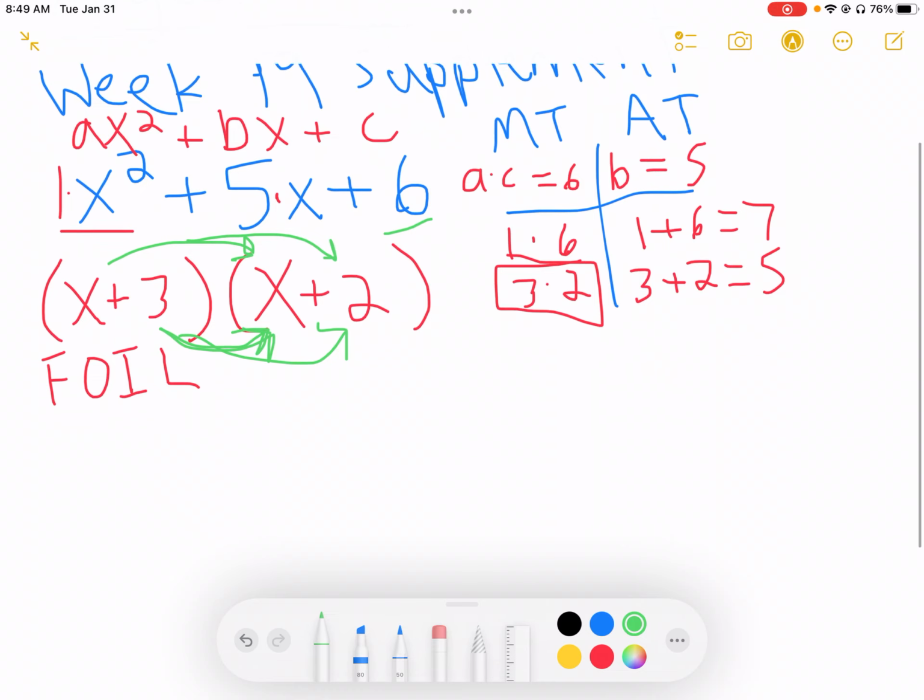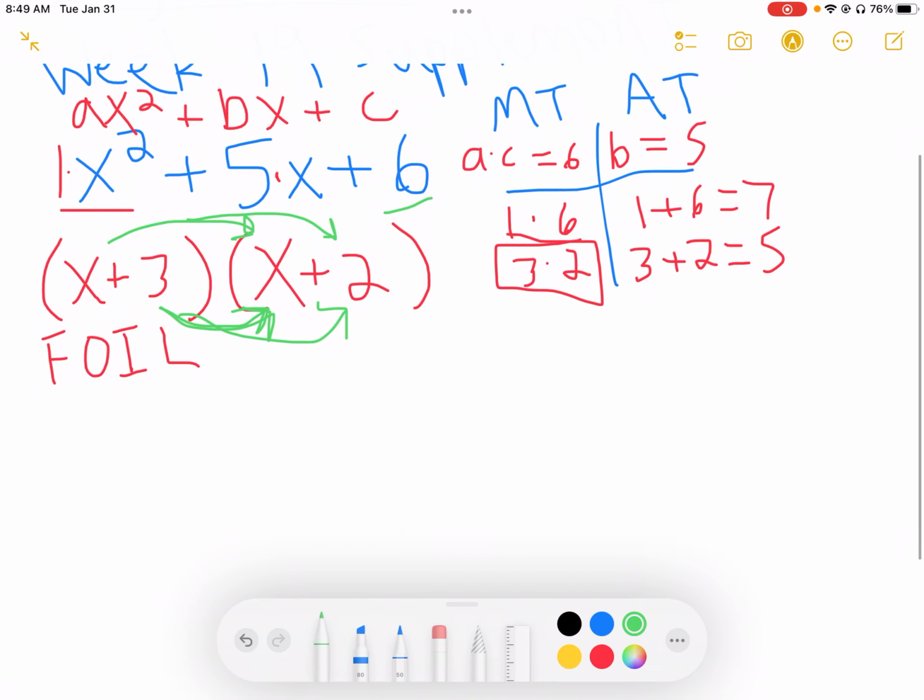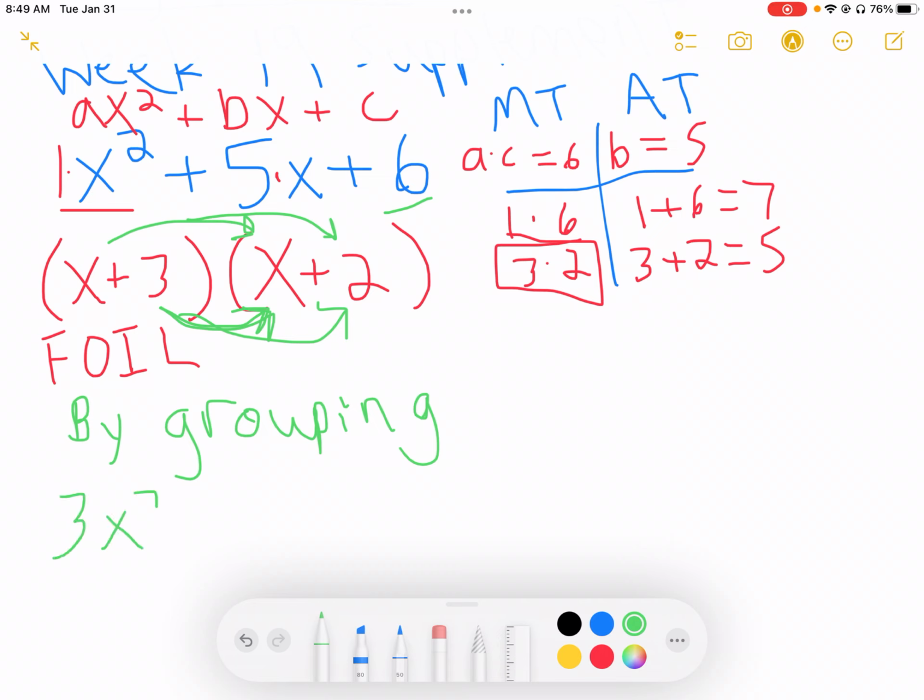But now let's talk about this one. We're talking about factoring by grouping, okay? So by grouping here, okay. So this first one they have here, they have 3x squared plus 15x plus 2x plus 10.